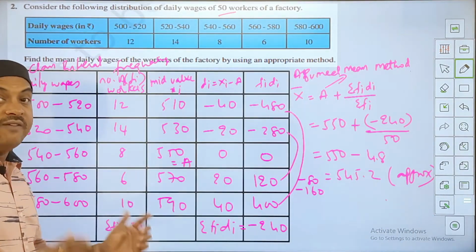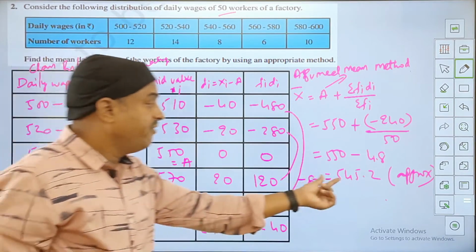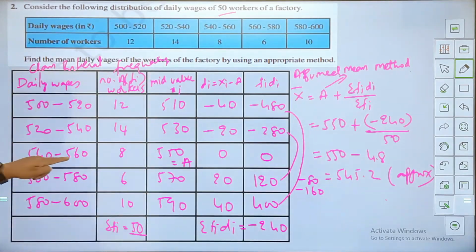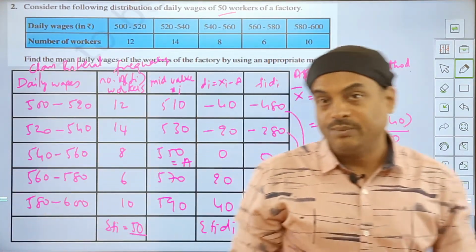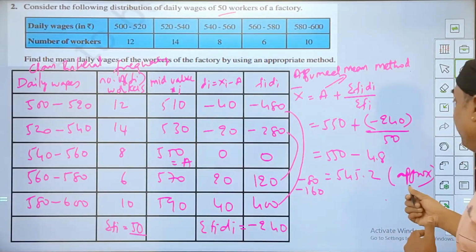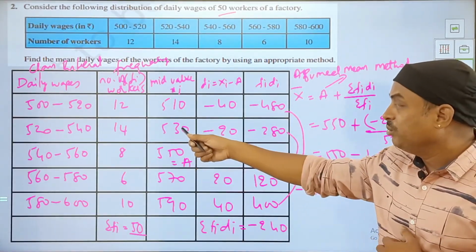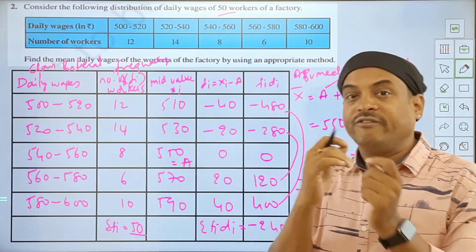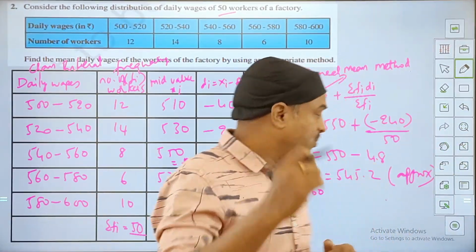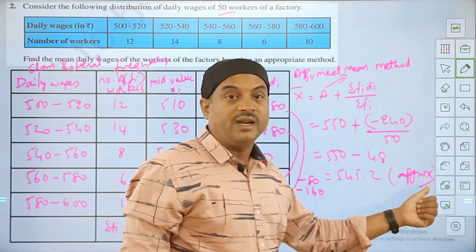50 people have an average salary of 545. You can see 545 falls over here, which is neither the minimum nor the maximum. So my answer is mostly the right answer, because we have taken an assumed mean. Someone can take an assumed mean here, someone can take an assumed mean here. There can be a slight difference between the values which they get and we get. So based on that, we always keep it as approximately.